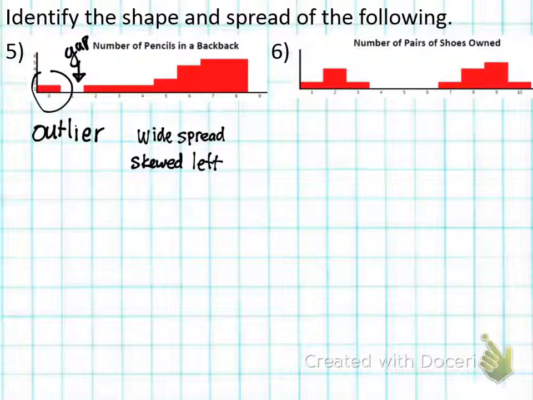Okay. Last one. Number of pairs of shoes owned. Let's say I asked every student here. One student says he has 1. Two students say they have 2 pairs. One student says they have 3. One student says they have 7. 3 students say they have 8 pairs. 4 students say they have 9 pairs. And 1 student says they have 10 pairs of shoes. Okay, what do you notice about this data? Go.